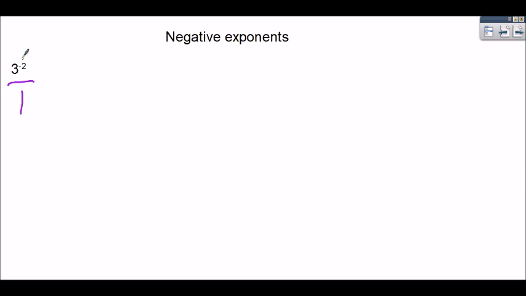Negative exponents. Negative exponents means make a fraction. And then what's negative goes down on bottom. So then it becomes 1 over 3 squared. And if there's nothing on top, we add a 1. And then I'm just going to simplify.